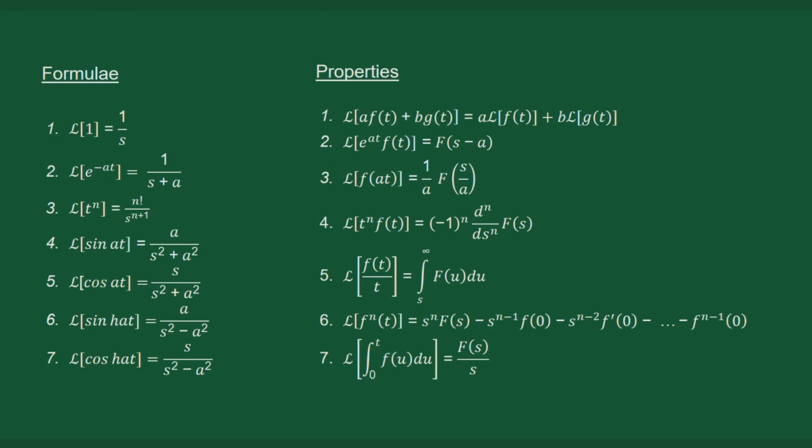So now the third property is L of f of at is equal to 1 by a into F of s by a. And similarly, fourth is the multiplication by t property, fifth is the division by t property, sixth is the derivative of the function f of t, and seventh is the integration of the function f of t.